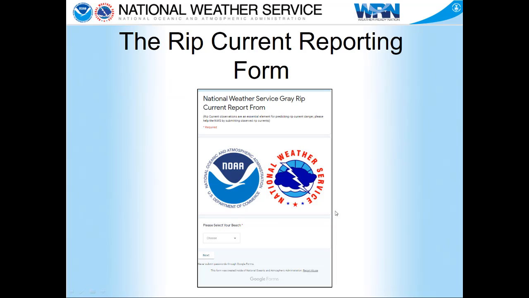So to bring those two together, we've created this rip current reporting form, and this is actually part of a system across many beaches along the East Coast, the Gulf Coast, and even on the Great Lakes. So we tailored this form to our specific area. When you start with the form, this is what you see, and then you choose your beach. In this case, we'll be picking Old Orchard Beach.